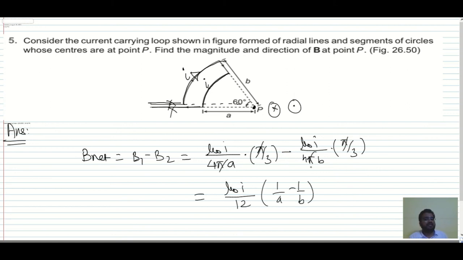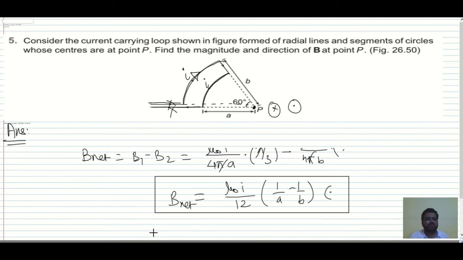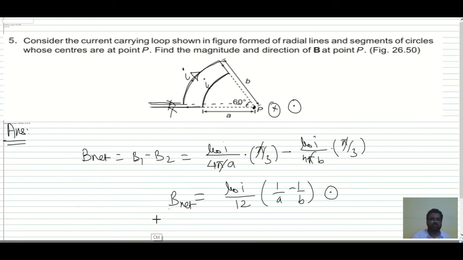And what about the direction? We considered a is greater than b, so the direction is out of the plane. So I hope this is clear. So this is B net we have. So this is how you have to solve the problems related to Biot-Savart law.